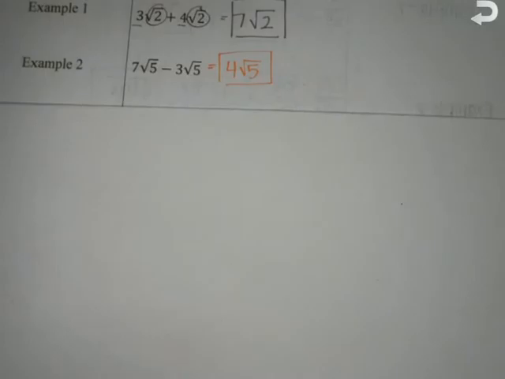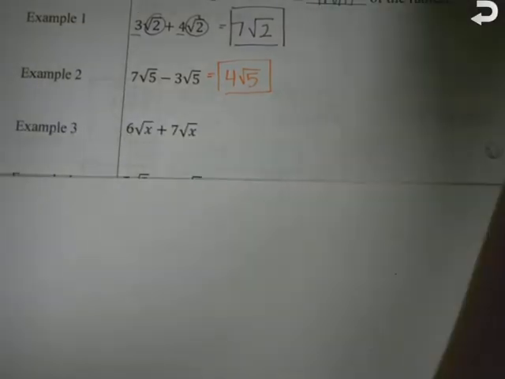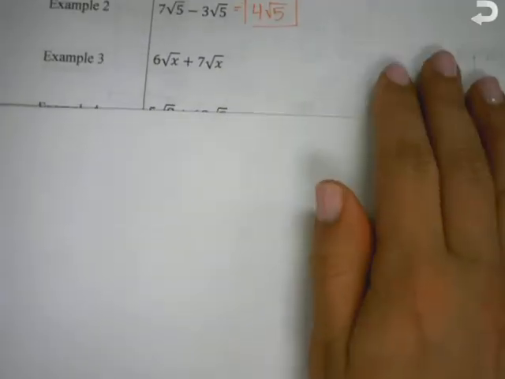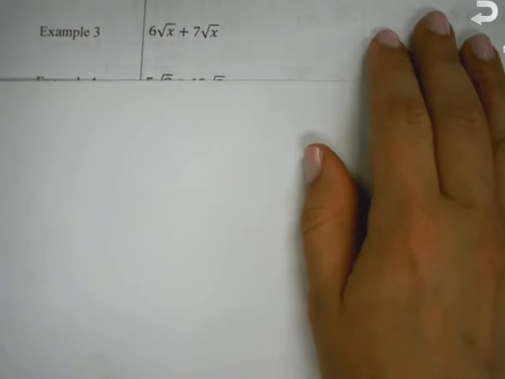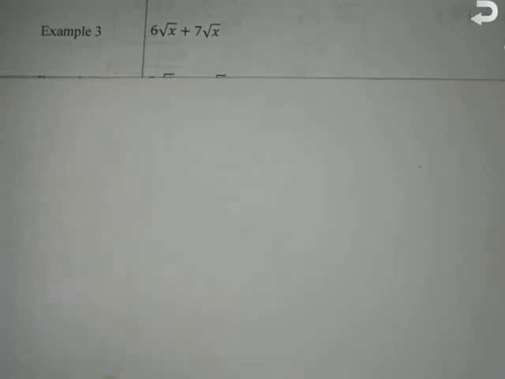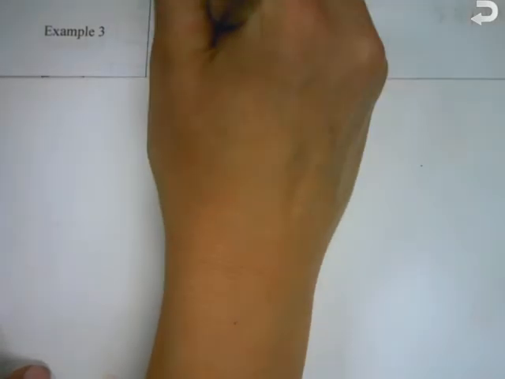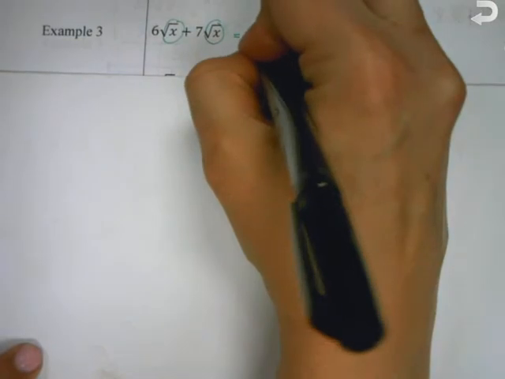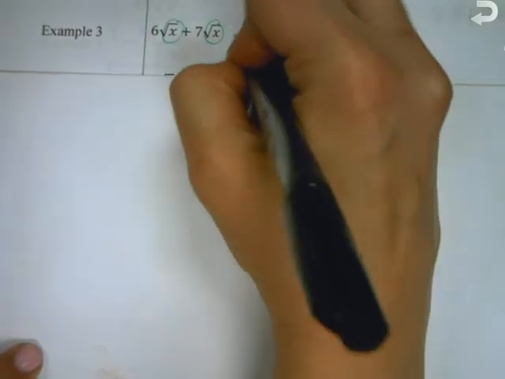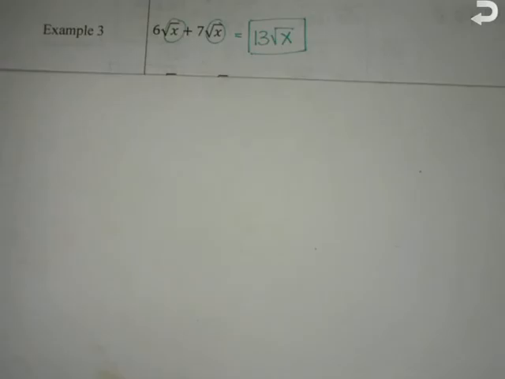Alright, example 3. I have 6 root x plus 7 root x. Are these like radicals? They are. They both have a root x. So what's my answer going to be? 13 root x. Who thinks this is easy so far? Good. Well, a little bit, but not much.